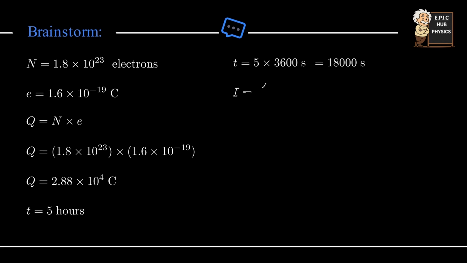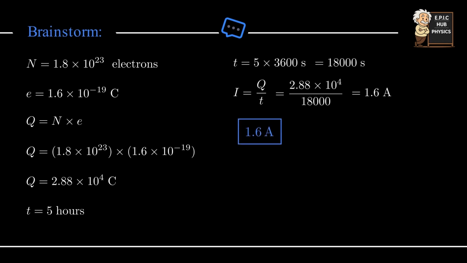Now we calculate the current. The current is given by I equals Q divided by T. Substituting the values gives the current equal to 2.88 times 10 to the power 4 divided by 18,000. Carrying out this calculation gives 1.6 amperes, so the average current in the wire is 1.6 amperes. This is our final answer.